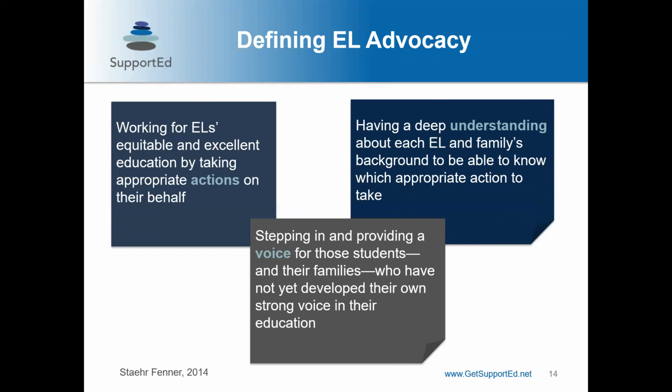And also stepping in and providing a voice for those students and their families who have not yet developed their own strong voice in their education. And the word "yet" is so crucial because it assumes that they're going to get there, they're going to develop this voice, and it's our job to help them achieve that goal.